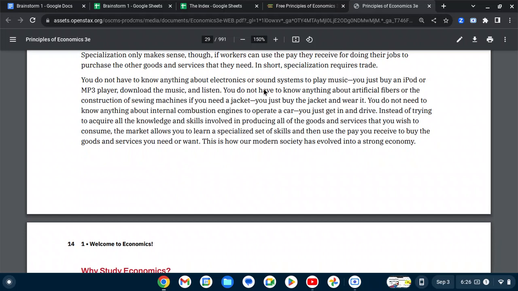Instead of trying to acquire all the knowledge and skills involved in producing all the goods and services that you wish to consume, the market allows you to learn a specialized set of skills and then use the pay you receive to buy goods and services you need or want. This is how our modern society has evolved into a strong economy.